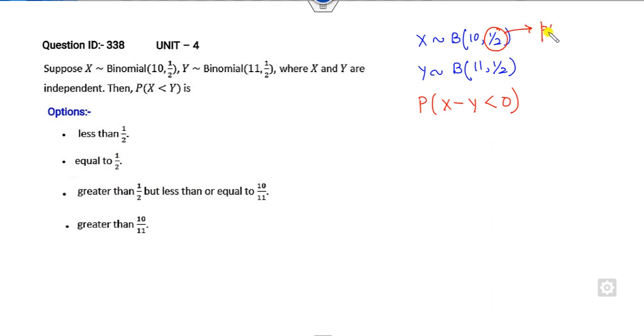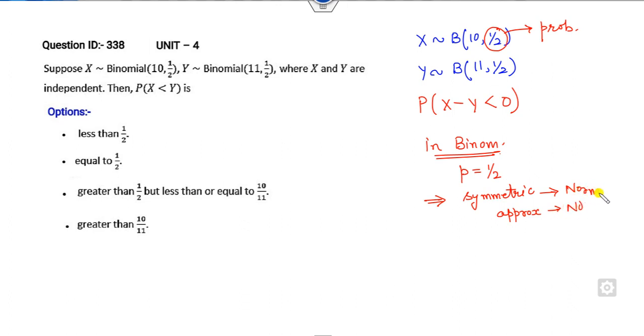This is the probability. So remember, this is a remark for you: in the binomial distribution, whenever p is equal to half, what is the meaning of that? It means it is symmetric. Once it is symmetric, then we can approximate it to the normal distribution. So once we can approximate to the normal distribution, I can solve this problem like this. I can consider this number as a Z. Then we can try to find the mean of this Z. I can take Z as X minus Y. So what is the mean of this Z?